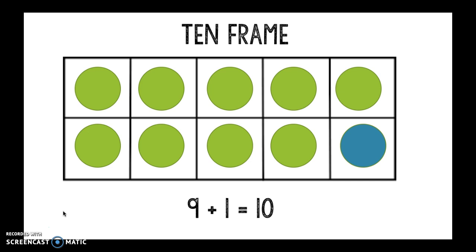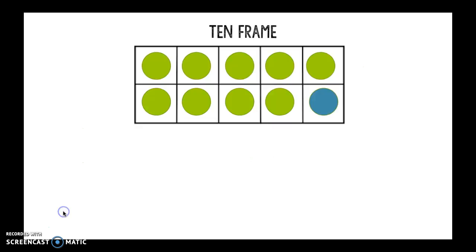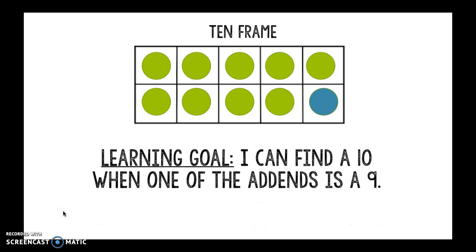Today when we do our math, we're going to think about this 10 frame and how it tried to be a 9 frame. We're going to think about how I had 9 and I need to get 1 more to make a 10. By the end of this lesson, our learning goal says that I'll be able to say I can find a 10 when one of the add-ins is a 9.